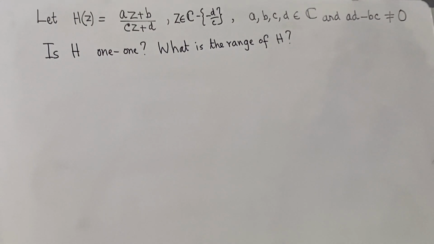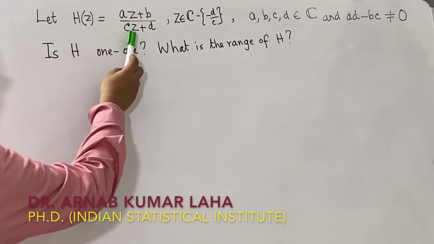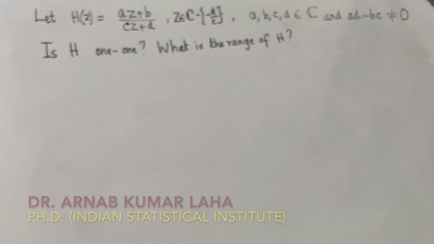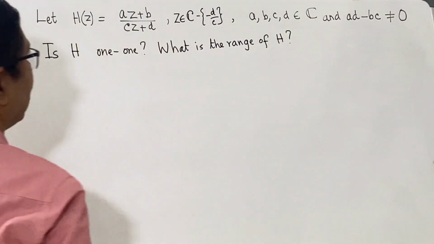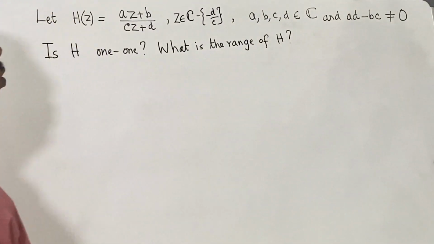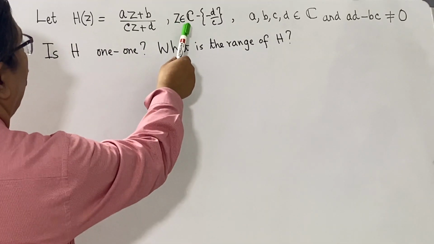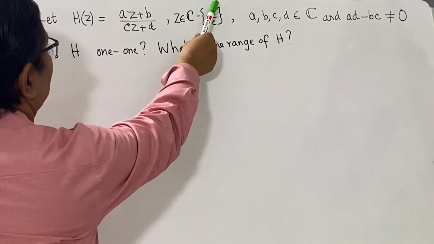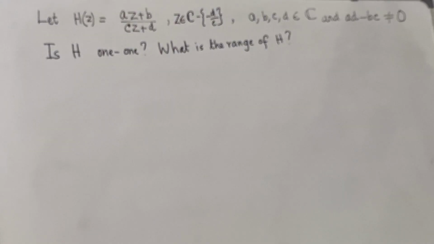We are given this transformation h(z), which is (az + b) divided by (cz + d), and a, b, c, and d are all complex numbers. We satisfy the condition that ad minus bc is not equal to 0, and z takes all complex values except the value minus d by c. c is of course assumed to be non-zero.